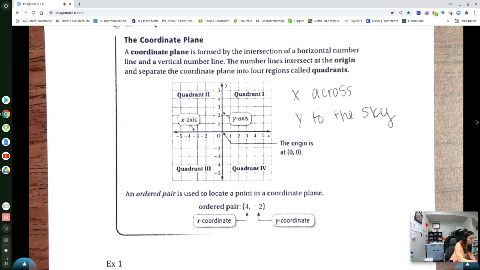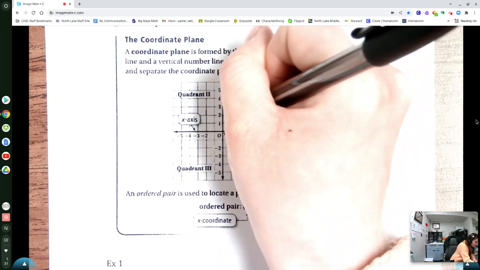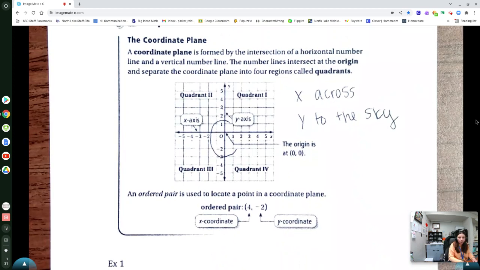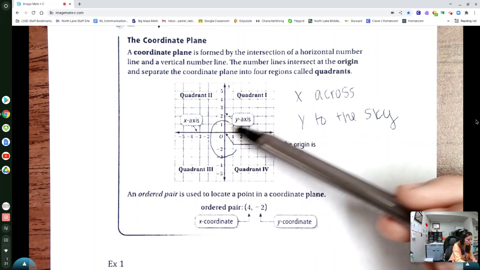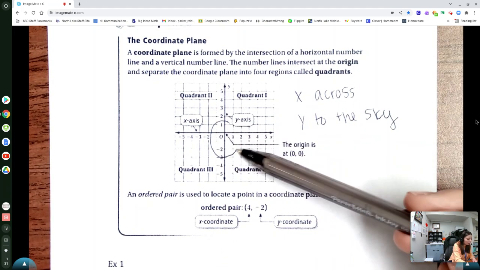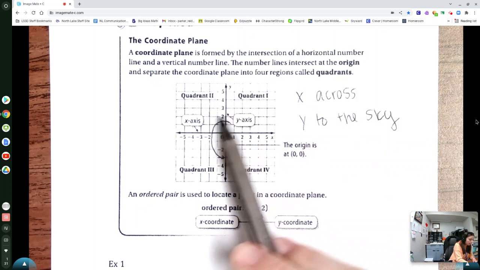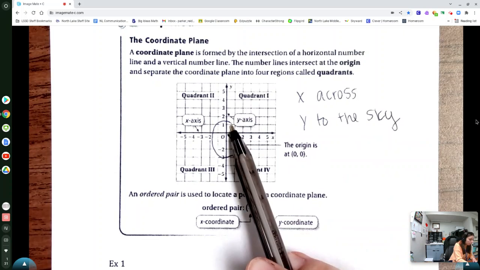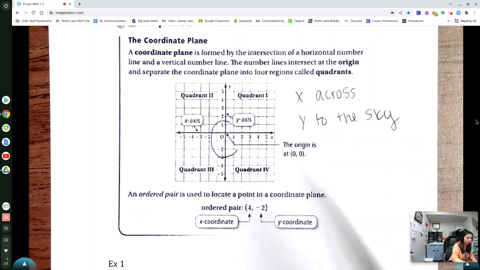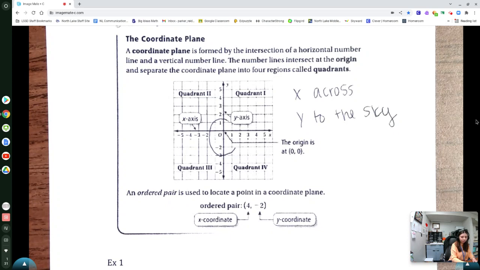But someone once told me if you draw a C for coordinate plane, where you start the C is in quadrant 1, and where you end the C is quadrant 4. So if you just draw a C, where you start is where quadrant 1 should go, and you'll keep counting until where you end, quadrant 4.